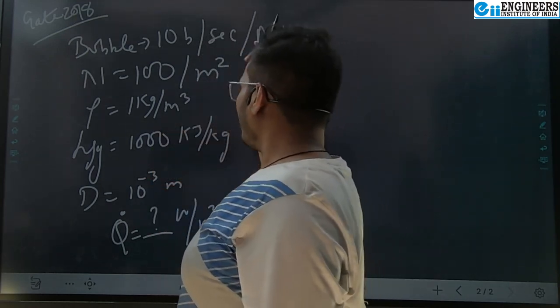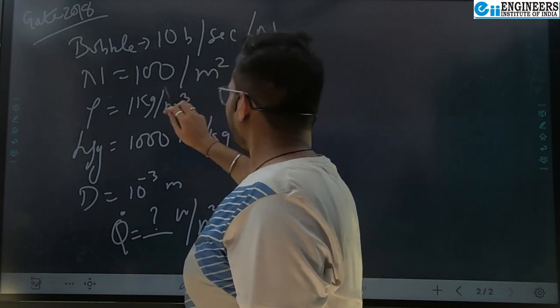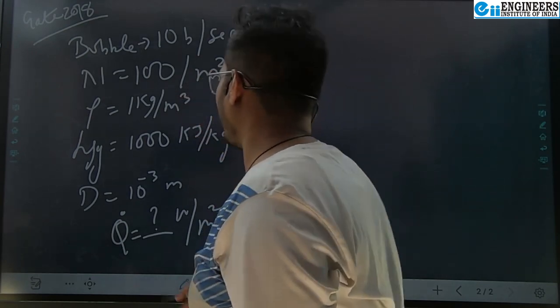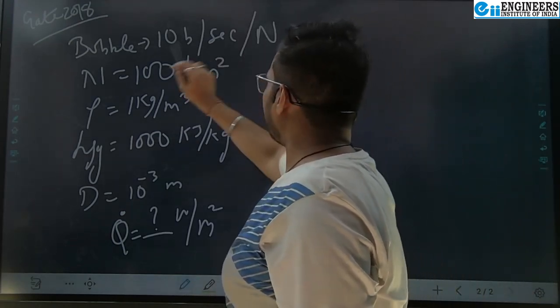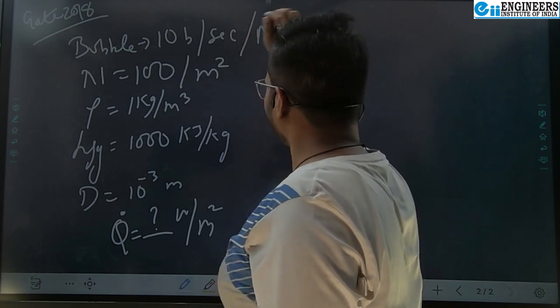So here there are 100 nucleation sites per meter square, and from one nucleation site 10 bubbles depart in unit time.